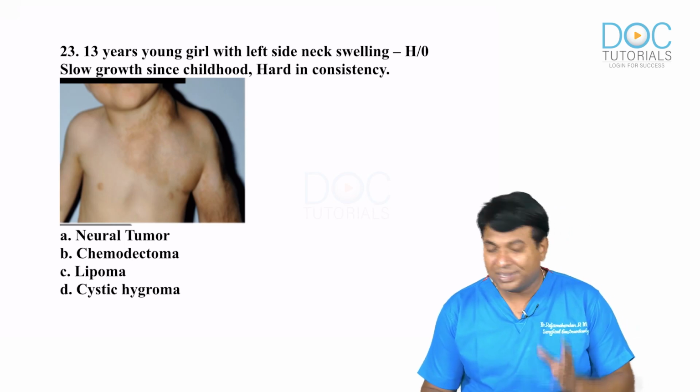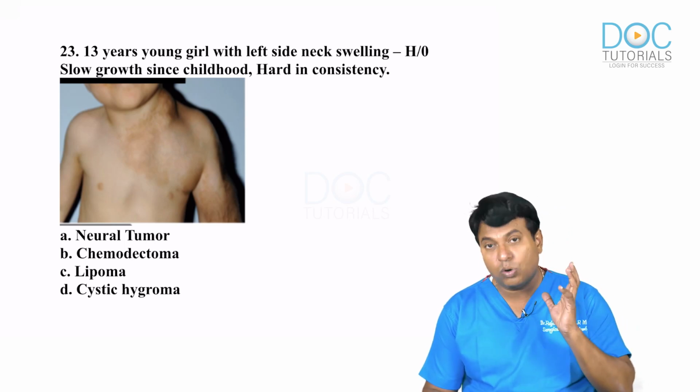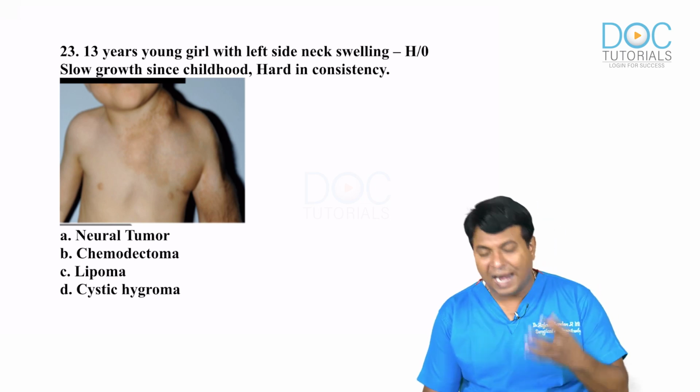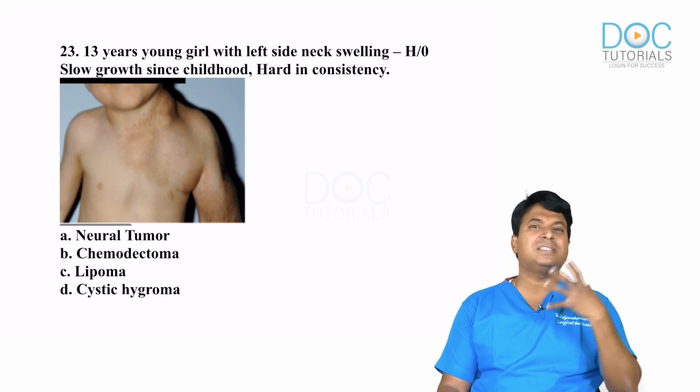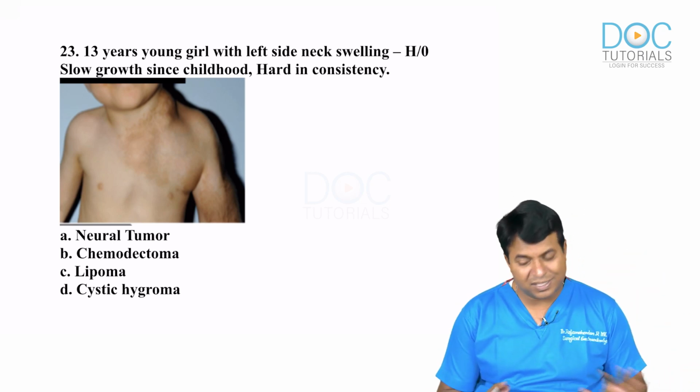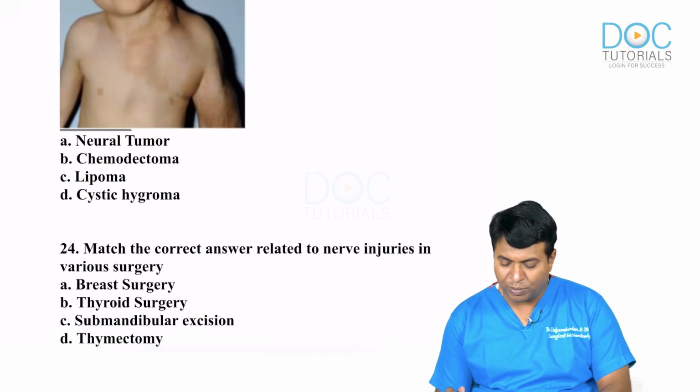A 13-year-old girl with left side neck swelling, history of slow growth since childhood, hard in consistency. The image in that exam showed some freckles and macules on the face. So it is a neurofibroma. The tumor is a neural tumor. Very simple, straightforward question. It's a neural tumor.